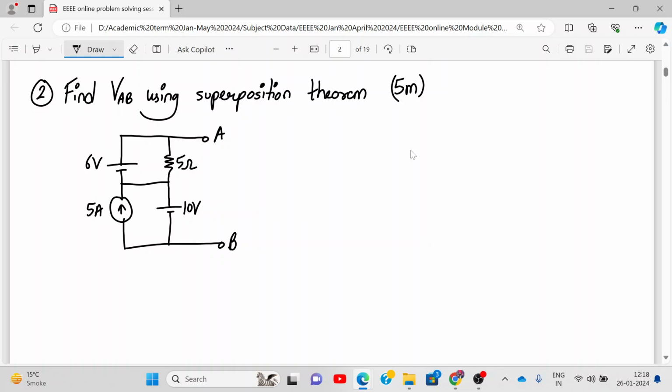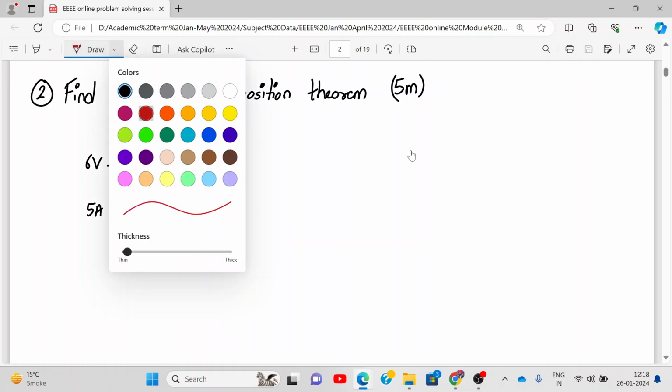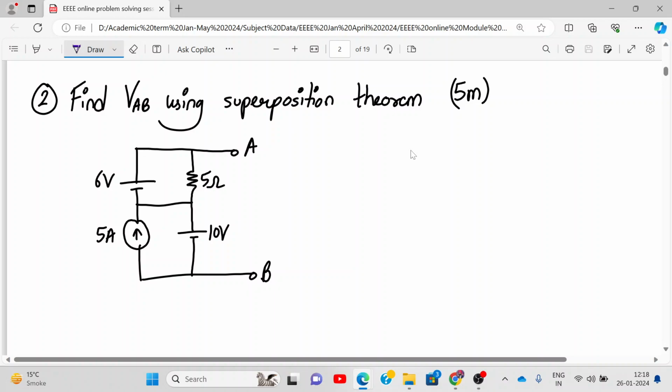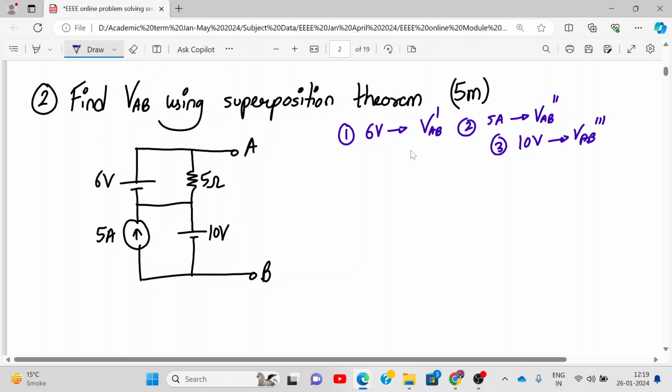Now you remember in superposition theorem, what is the procedure? Anyone remembers? Yesterday only we have covered. You consider one source at a time, right? So here also the strategy is, first you consider the 6 volt voltage source and find VAB dash. Then you consider the 5 ampere current source, all the other sources will be deactive, find VAB double dash. And third case, consider the 10 volt voltage source and find VAB triple dash. Alright, what is VAB? VAB is this voltage, plus minus. So can we start?